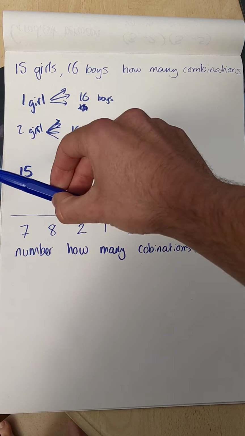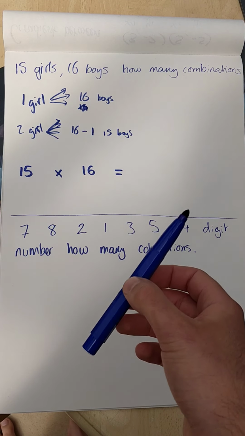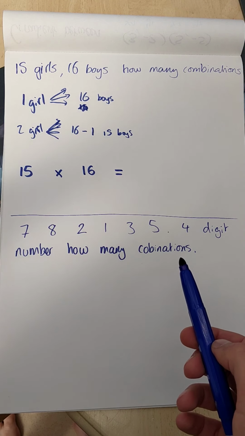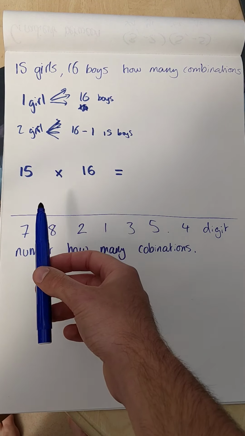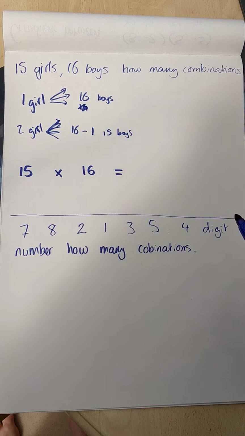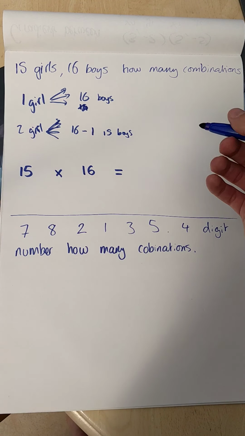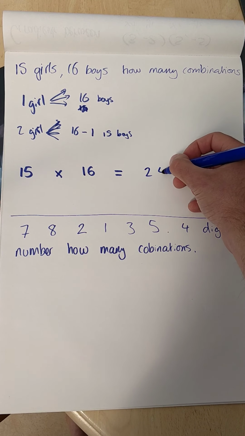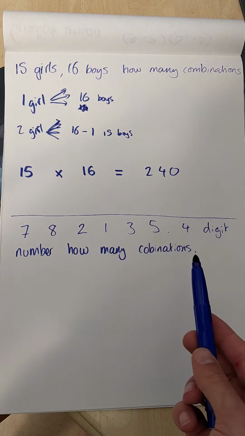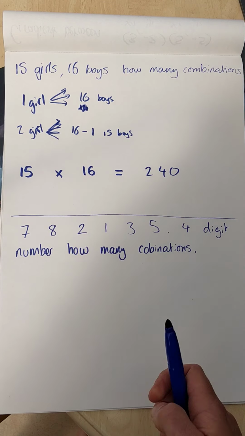There's 15 girls who all have a choice of going with those 16 boys. You will have one boy left over. But there's 15 options of girls, 16 options of guys. And so that is the calculation that you have to do, which works out, I think, 240? Something like that. And that's literally where it comes from.